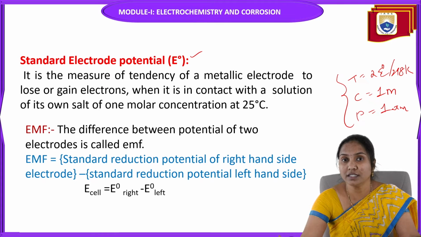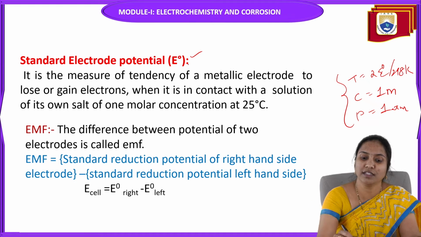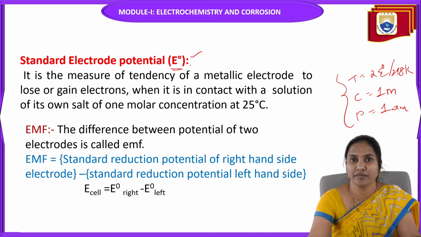It is the tendency of a metal to get oxidized or reduced when it is dipped in its own salt solution containing 1 molar concentration at 25 degrees with standard conditions. So it is called standard electrode potential. It is represented by E naught.